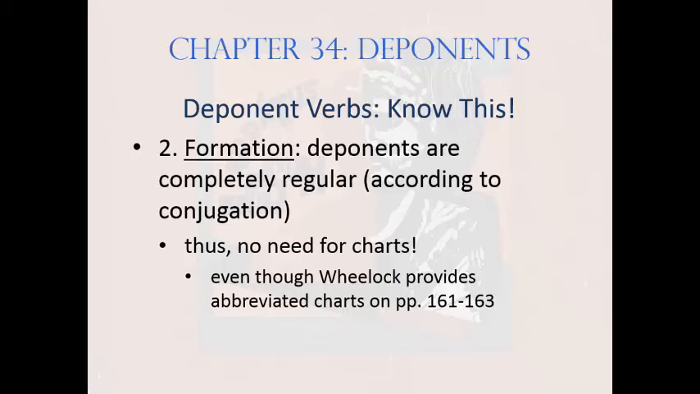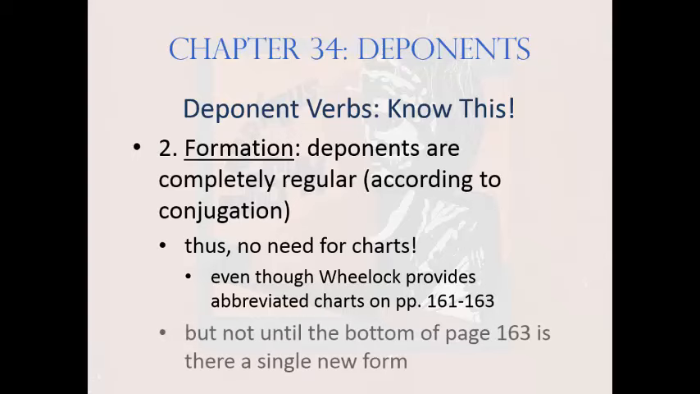Why did he include all these forms? I don't get it. Review the passive if you need to, otherwise skip those pages. The one form you need to know, the only new form in this chapter, is on page 163, the imperatives. As I said, we'll talk about those in a moment.